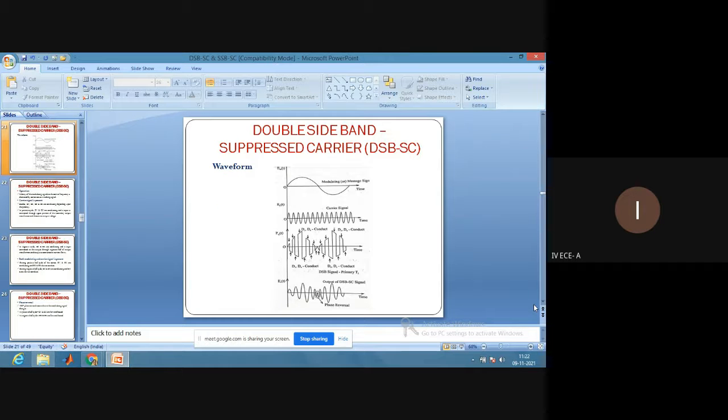This is the waveform of this type of modulator. The first signal represents the modulating signal. The second signal is the carrier signal. And the third signal is the diode signals. And the fourth one is the output of the modulator circuit.